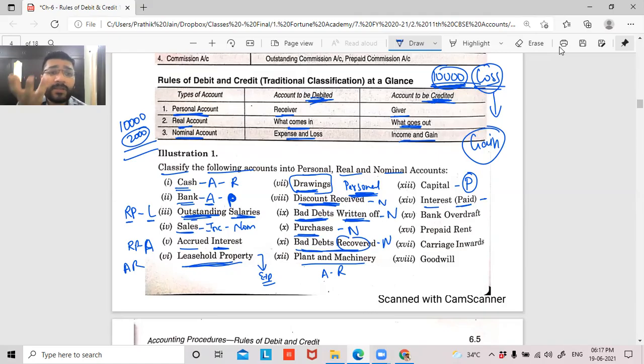Why do I take it as expense? Because the benefit is consumed within that financial year. Interest is paid for 1 year. Why did I pay it for 1 year? Because I've consumed the benefit of the loan. I've enjoyed the benefit of the loan. Hence, it is expense. So interest paid is expense, guys.